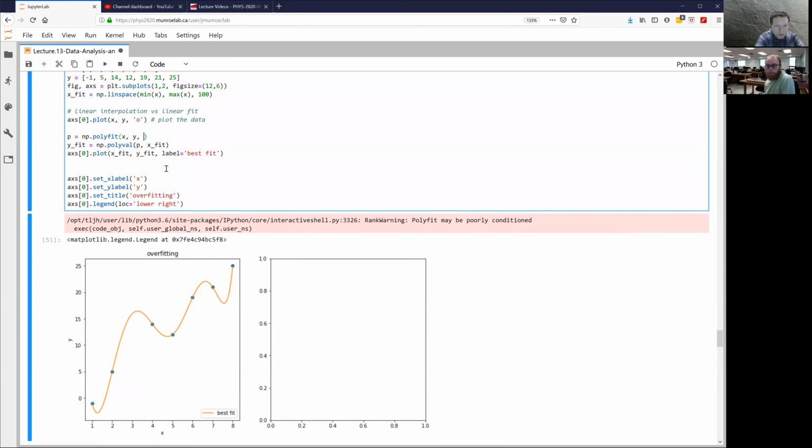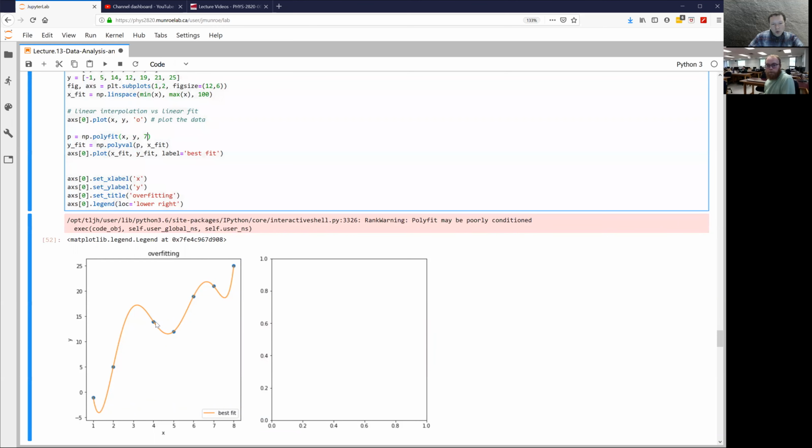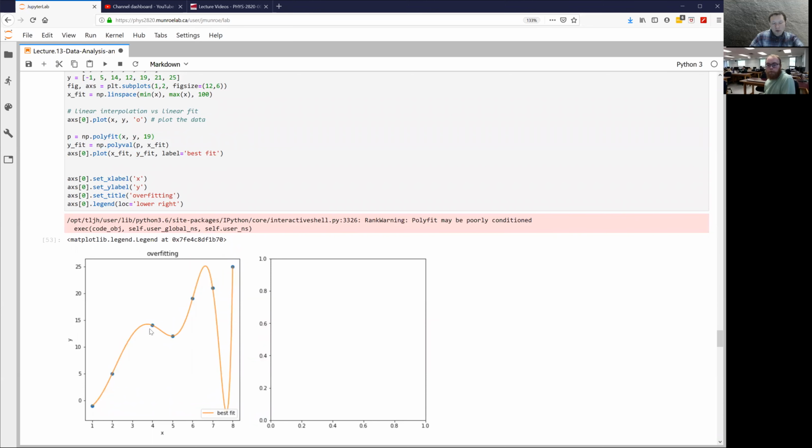There's only 1, 2, 3, 4, 5, 6 points in here. A polynomial of order 7 goes through all those points. If I have data and I overfit it, it will find a polynomial that will go through it, but you've lost all useful meaning. When you're doing best fits, your order should always be considerably lower than the number of points all the way through.